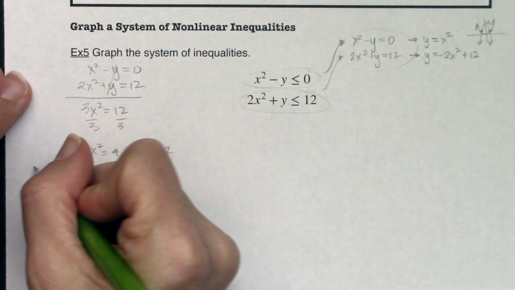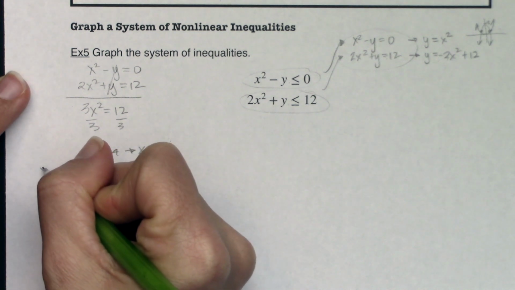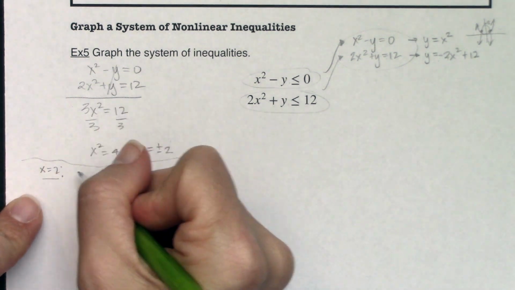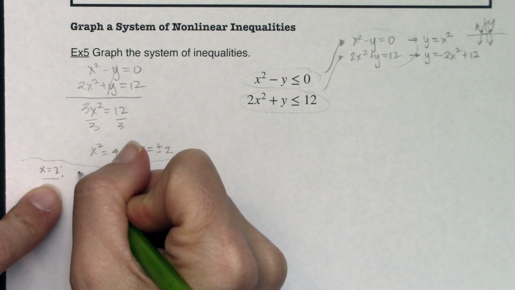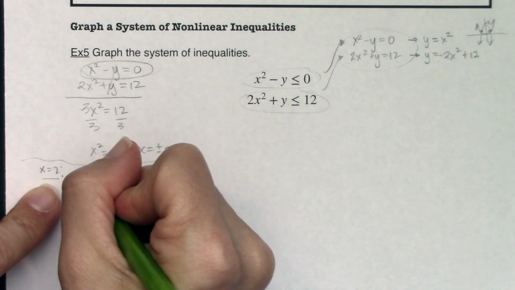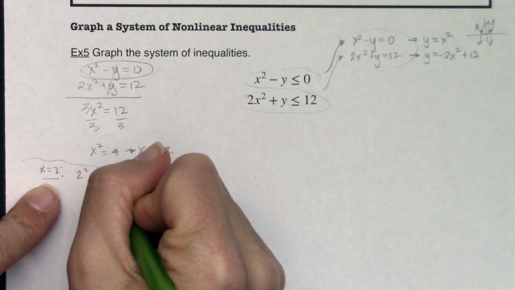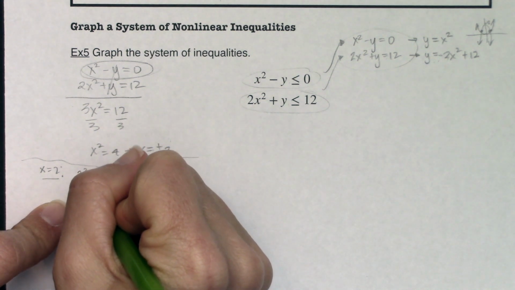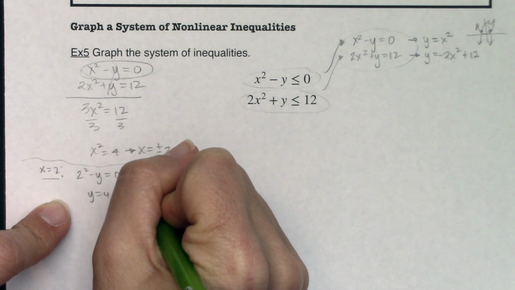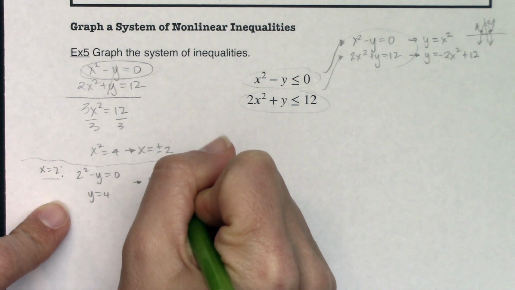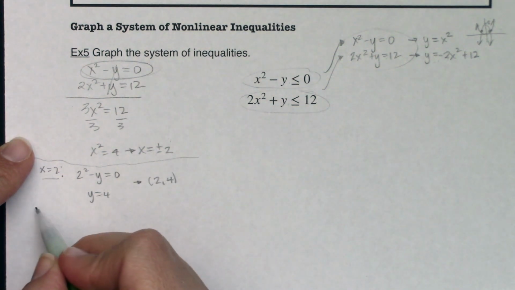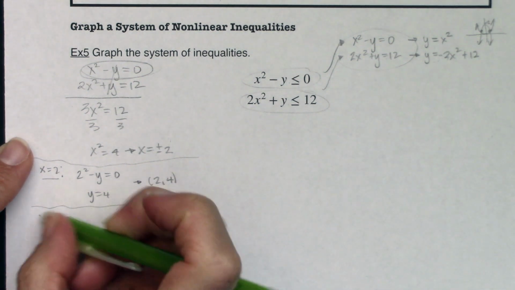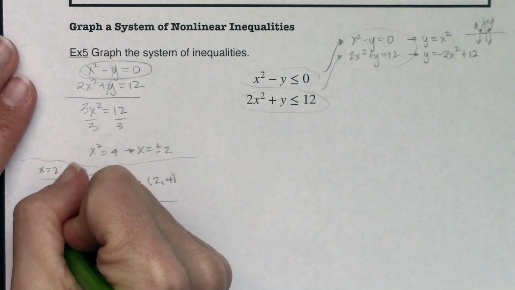All right, so let's try the case when x equals 2. If I want to try x equaling 2, I know x squared minus y is equal to 0. So 2 squared minus y equals 0. Or when I solve for that, I'm going to get y equals 4. So there's one of my ordered pairs. I know I'm coming in at 2, 4. All right, let's try it when x is negative 2.